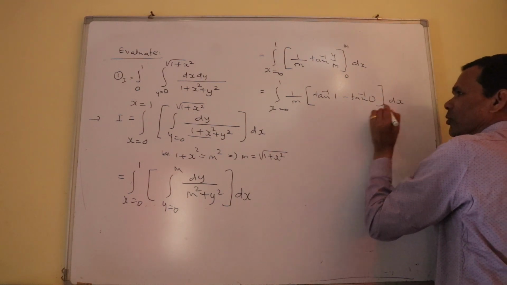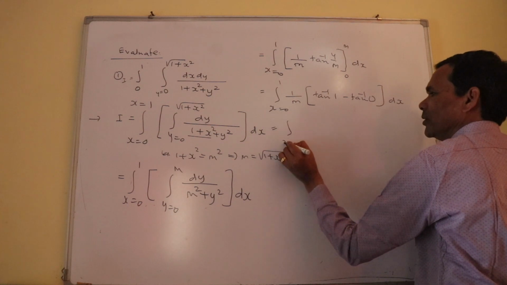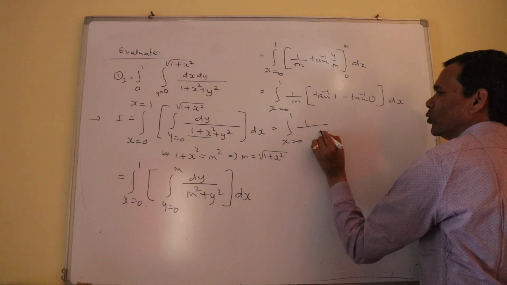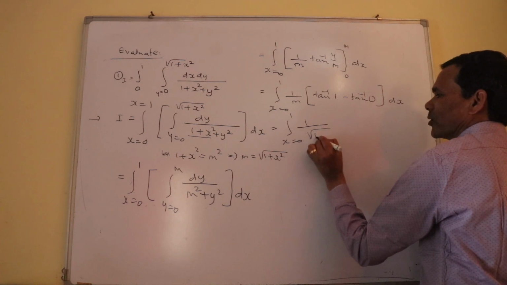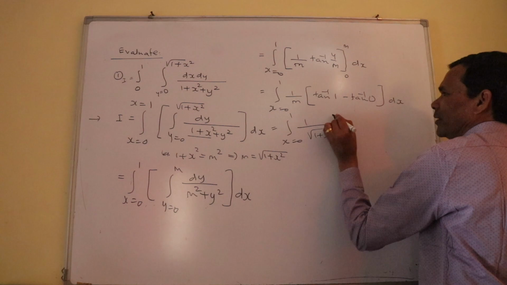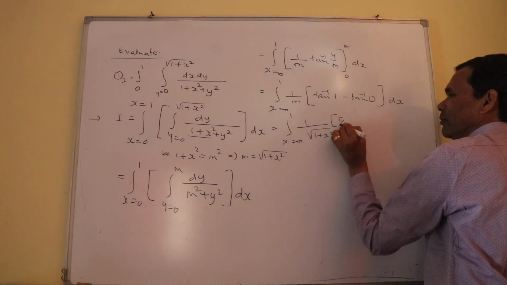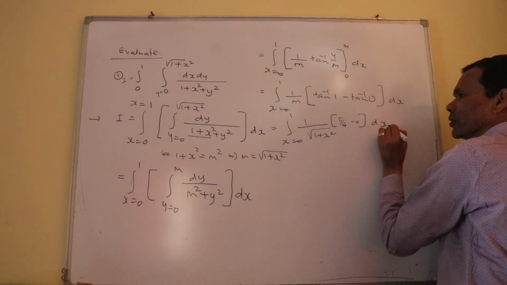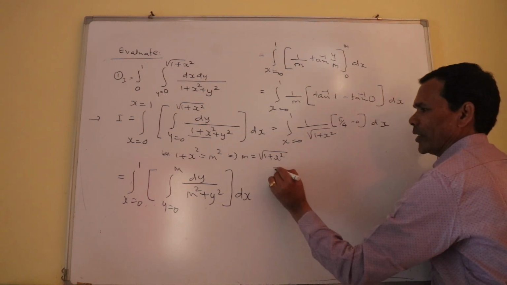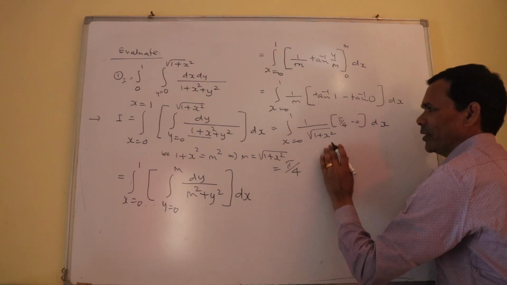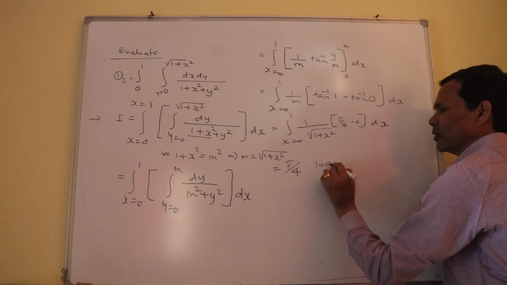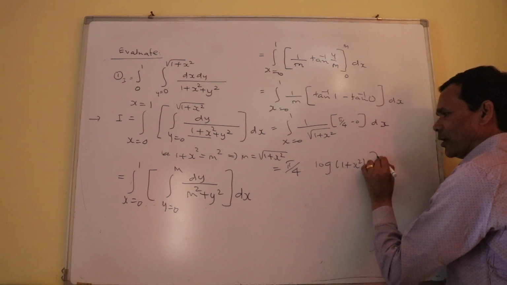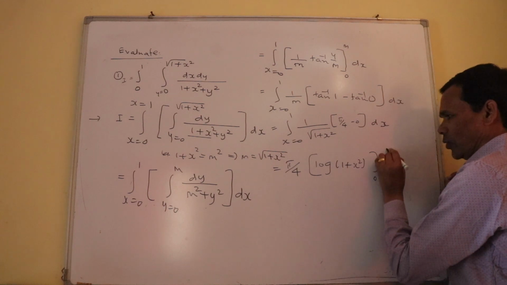into dx. So this is equal to the integral of x from 0 to 1, 1 upon m means root of 1 plus x square, and this value tan inverse 1 is pi by 4, tan inverse 0 is 0, into dx. So I take this pi by 4 outside here. Pi by 4 is constant, and integration of this is ln of 1 plus x square, with limits applied 0 to 1.